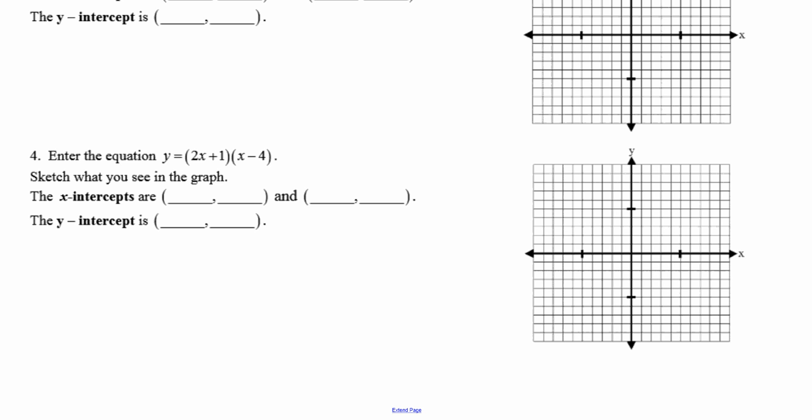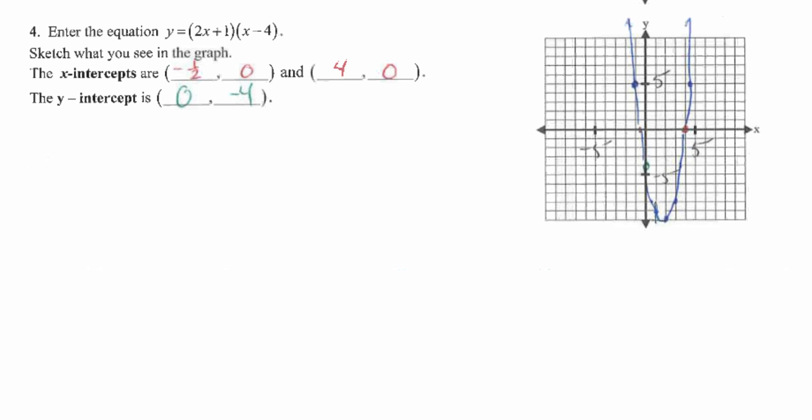We have one more function for this part. y equals our quantity 2x plus 1 times our quantity x minus 4. That graph had x-intercepts at (-1/2, 0) and (4, 0). The y-intercept was at (0, -4). And again, this parabola still is concave up.